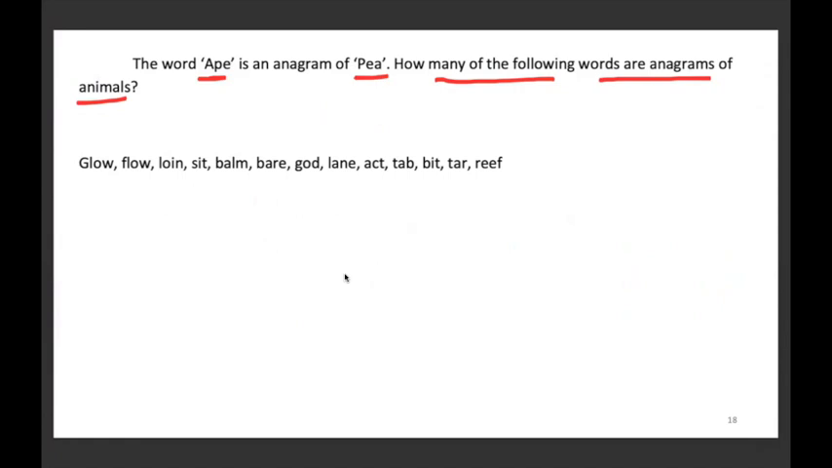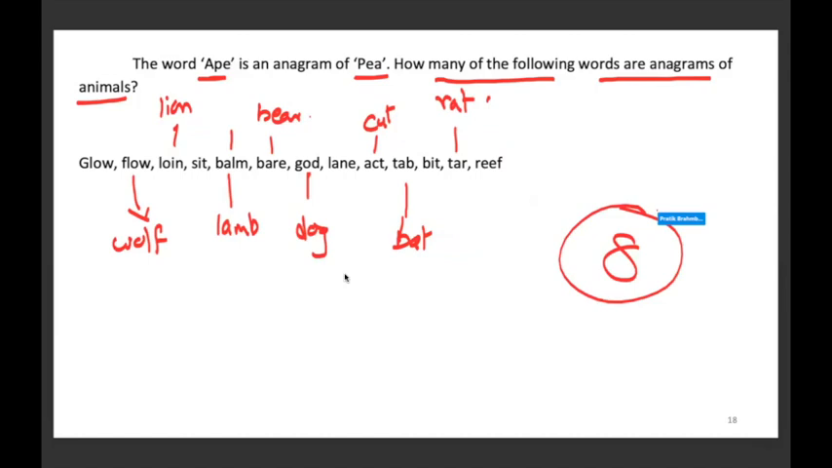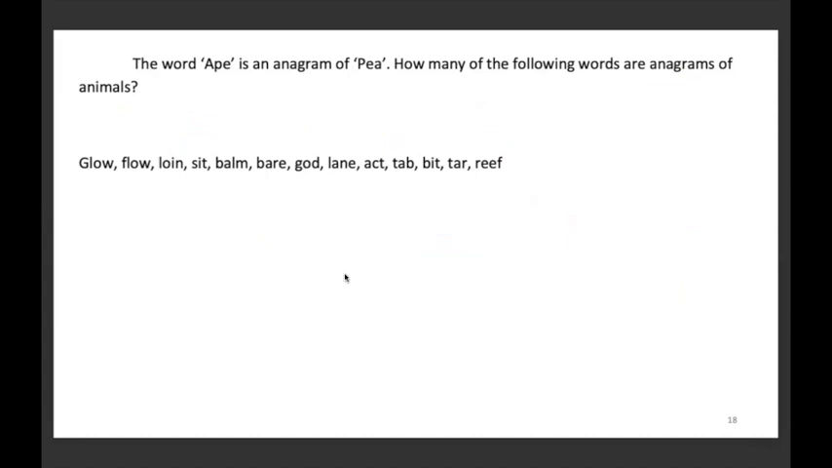Okay. So glow won't be possible. This will be wolf, lion, lamb, bear, dog, cat, bat, rat. Okay, that makes a total of 8 words which are anagrams of animals. Okay, we'll move to the next one.